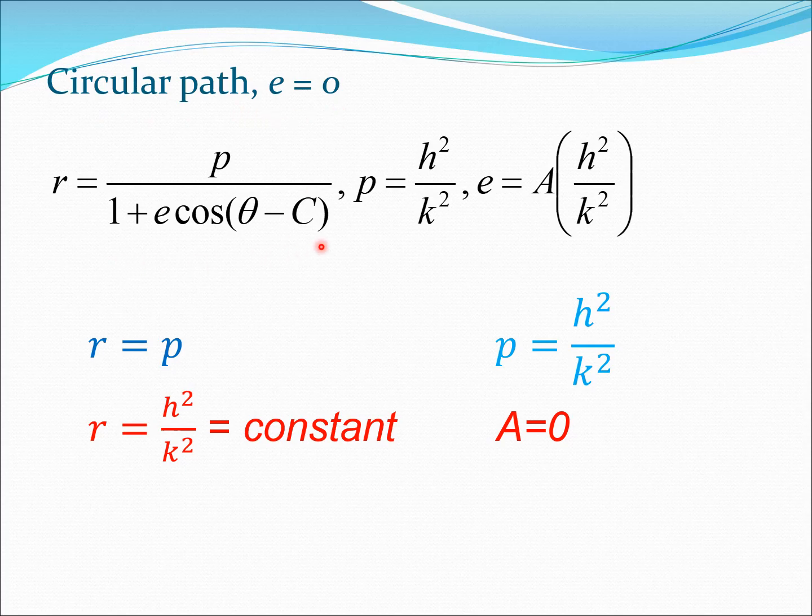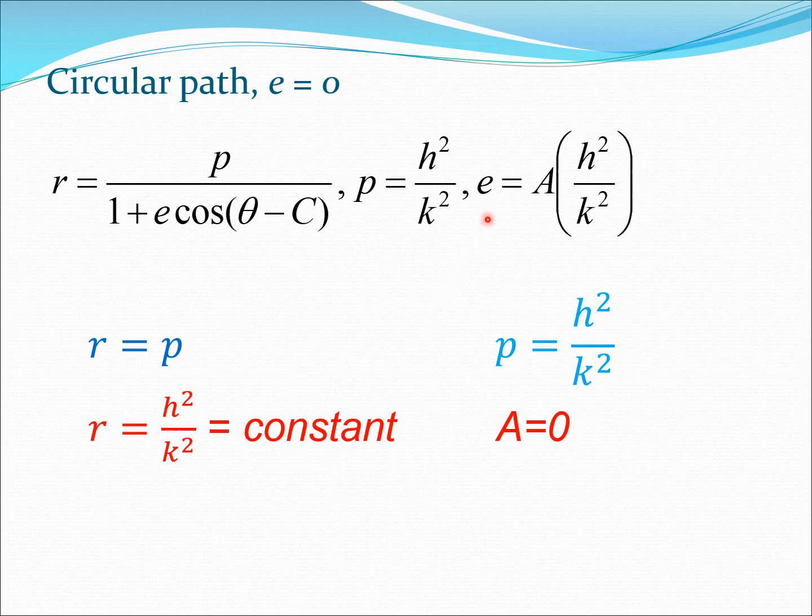So if I substitute E is 0 here, I typically will just get R is equal to P, because this term involving cos theta minus C will become 0. Now R equals P is the same as R equals h squared by k squared. So this is going to be a constant, which is the equation of a circle. So you can see that when E equals 0, you get the equation of a circle.